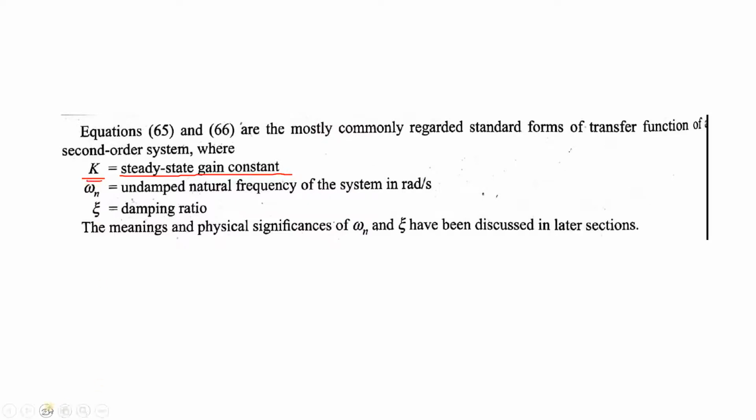K is a constant in the numerator, so it is called the steady state gain constant. It can also be varied, because for the stability of a function you can change the gain also. If you change the gain, then the system becomes stable. Or if you observe a system where the transient period is taking too much, and you want to reduce it, you can change these parameters. By changing the gain constant, the transient period can be minimized or maximized. Okay, omega n is called the undamped natural frequency of the system in radian per second.